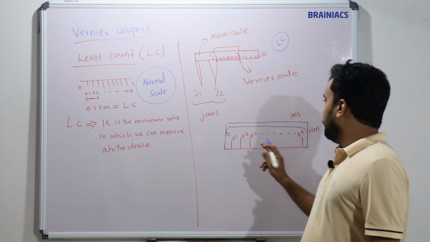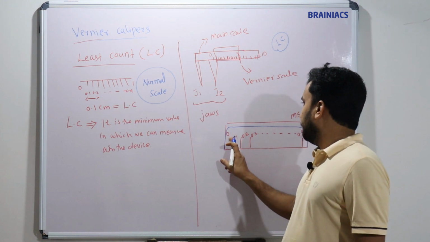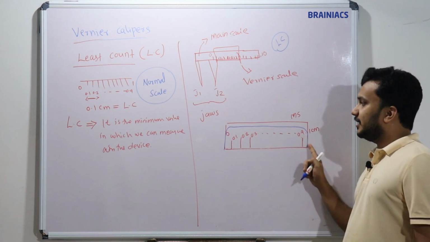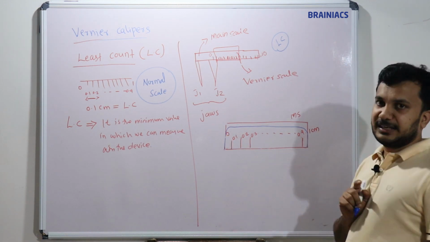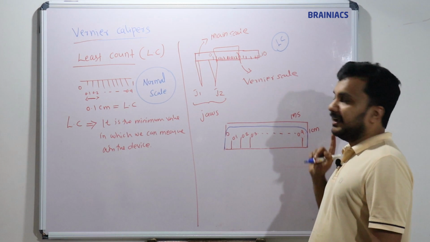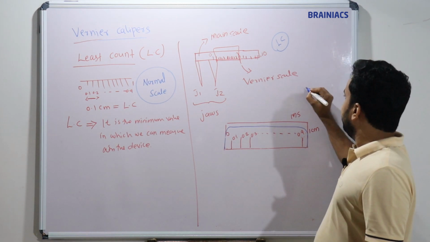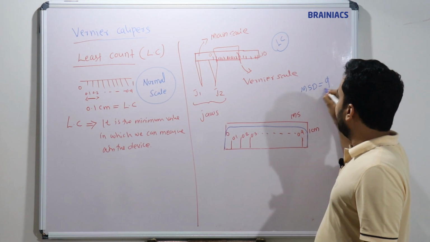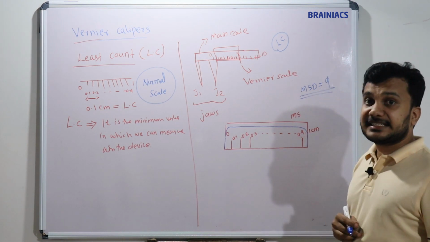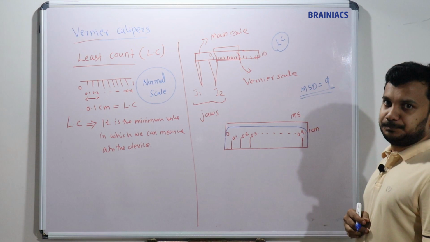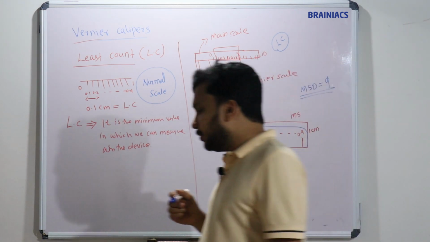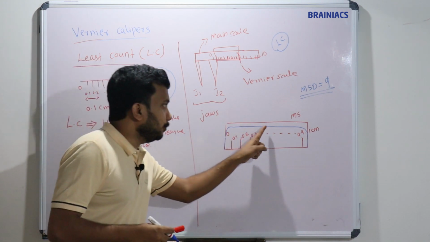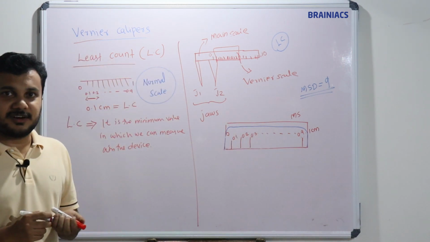Here you can see 0.1, 0.2, 0.3. How many lines are there between 0 and 1 centimeter? 1 to 9. So I can say the main scale divisions are equal to 9. There are 9 main scale divisions. And we have placed something, this blue color one, which is called the vernier scale.